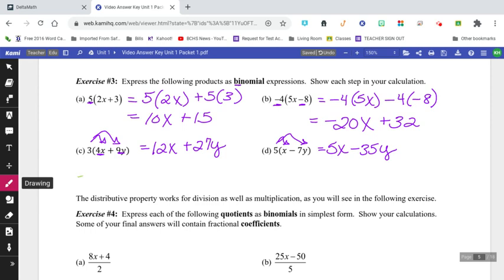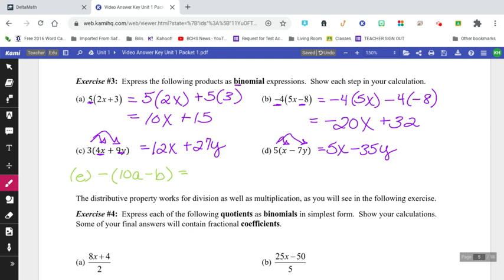So this will be secret problem E. Let's say we had negative, what number haven't I used? All of them. So let's say we had negative 10a minus b, and we'll keep it like that. Okay? We are still going to use the distributive property.